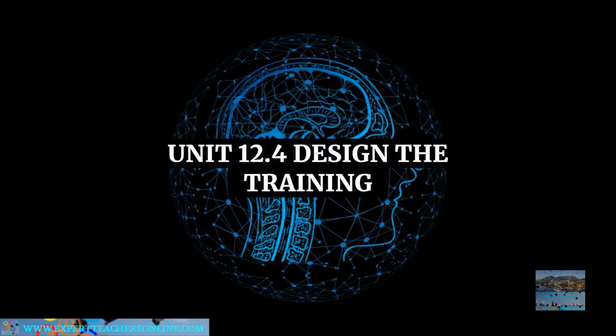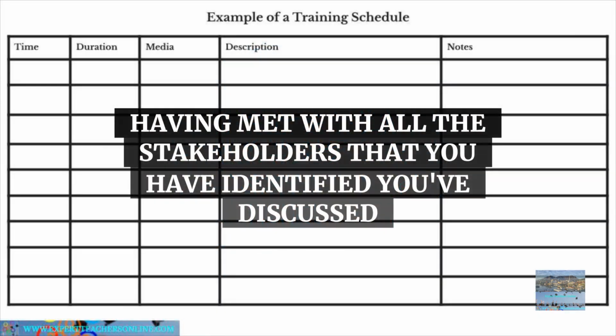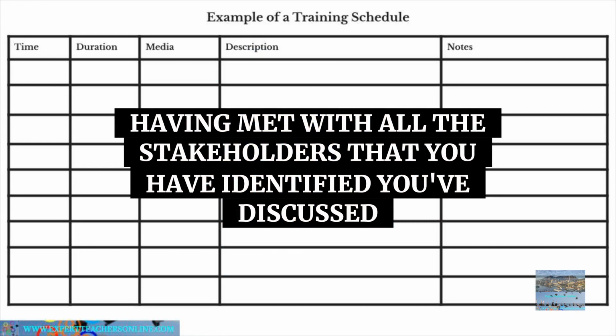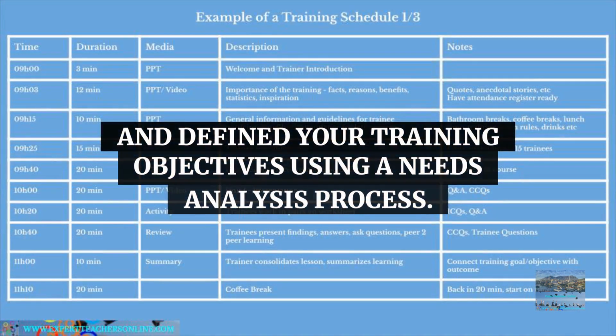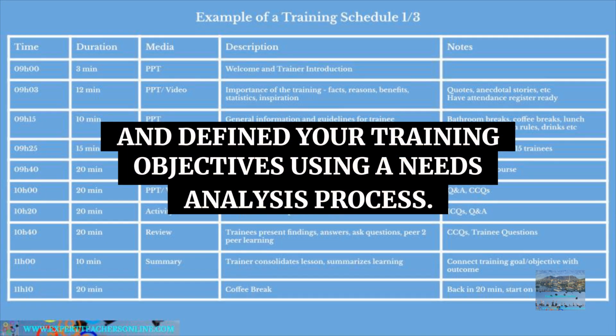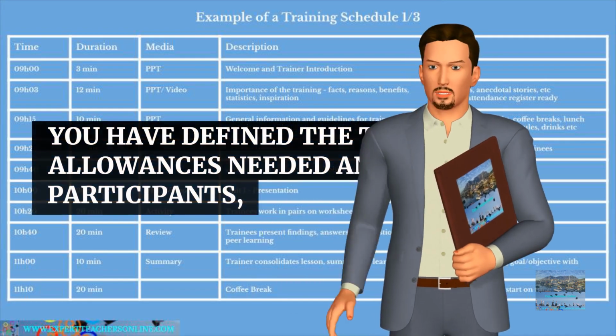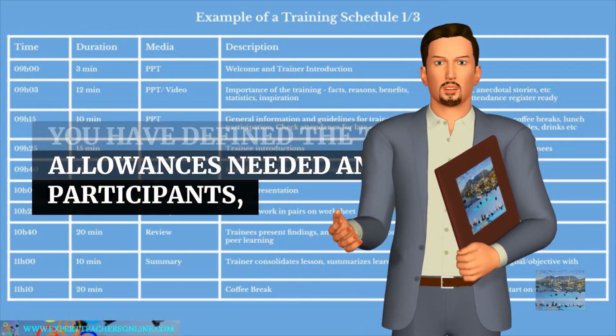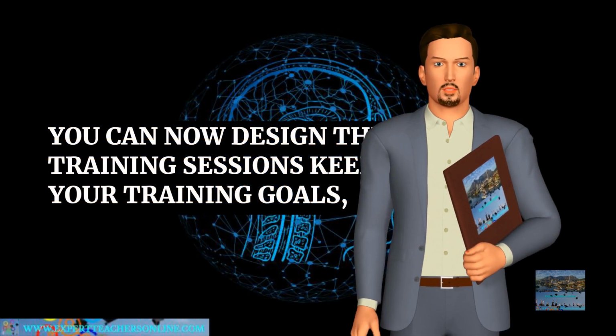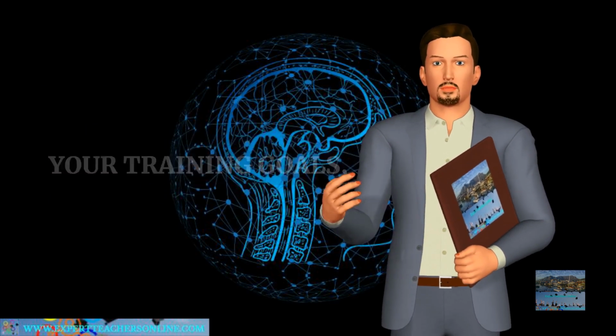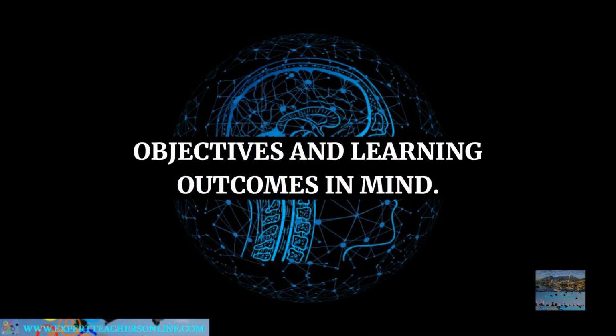Unit 12.4 Design the training. Having met with all the stakeholders that you have identified, you've discussed and defined your training objectives using a needs analysis process. You have defined the time allowances needed and the participants. You can now design the training sessions keeping your training goals, objectives and learning outcomes in mind.